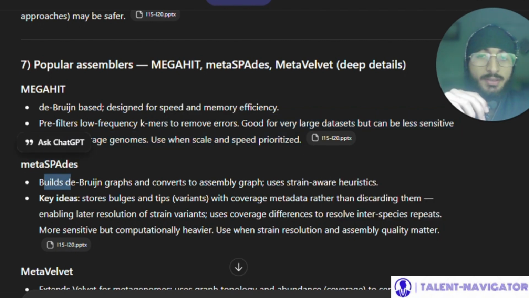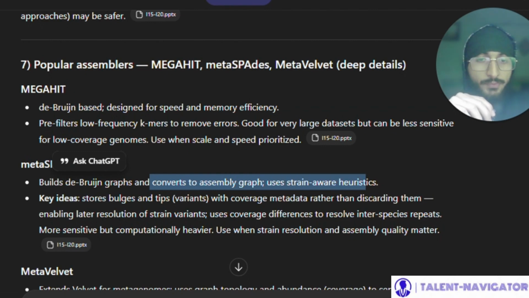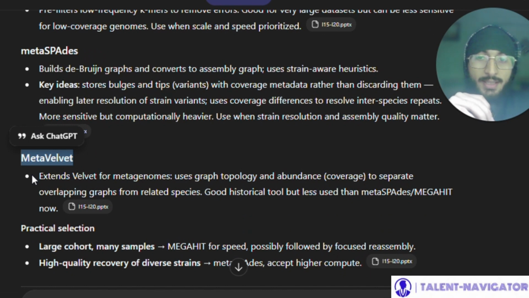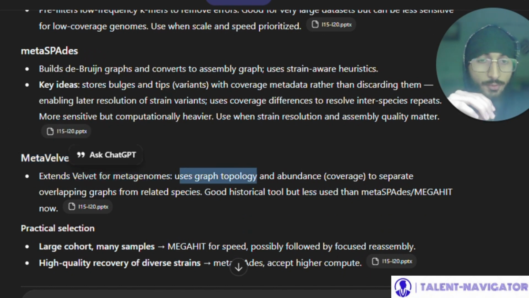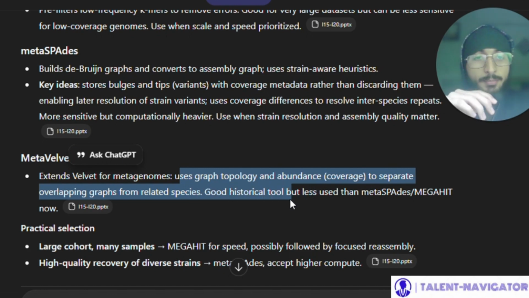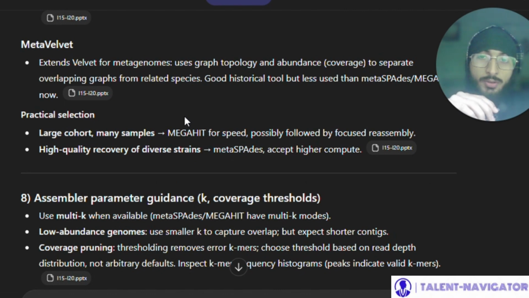Then we have metaSPAdes, which builds the De Bruijn graphs and converts to an assembly graph, and uses strain-aware heuristics. Moving on, MetaVelvet basically extends Velvet for metagenomes, and uses graph topology and abundance coverage to separate overlapping graphs from related species. It is a good historical tool, but less used than metaSPAdes and MEGAHIT now. So basically, MEGAHIT is used for speed, a large cohort, and many samples. If you want high quality recovery of diverse strains, use metaSPAdes.